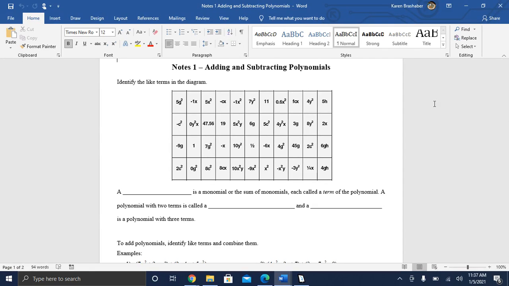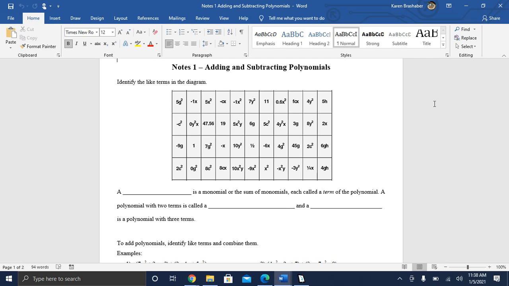We're going to begin our semester looking at polynomials. And the first operation that we're going to perform on polynomials is going to be adding and subtracting. And so to do that, we have to recognize like terms with our polynomials. So I've got a little diagram that I thought we would look at just as an introduction, where we identify the like terms. So I'll just do this by doing some shading in yellow of the like terms.